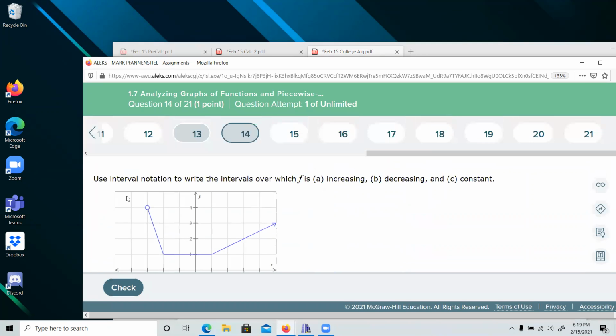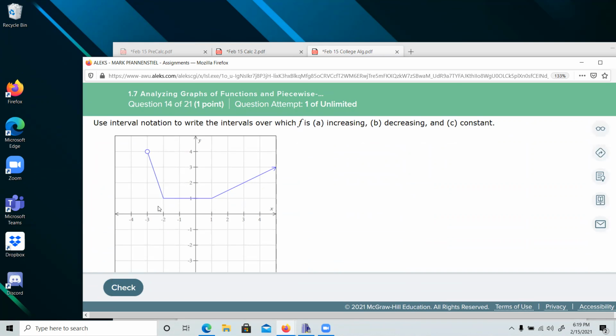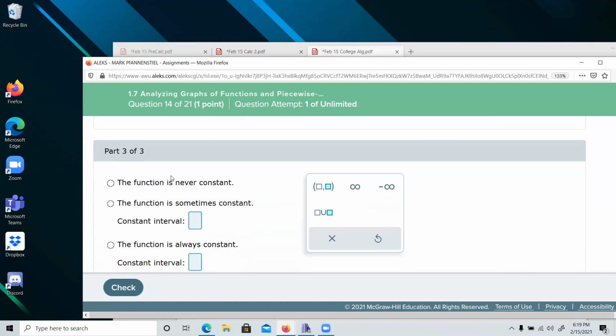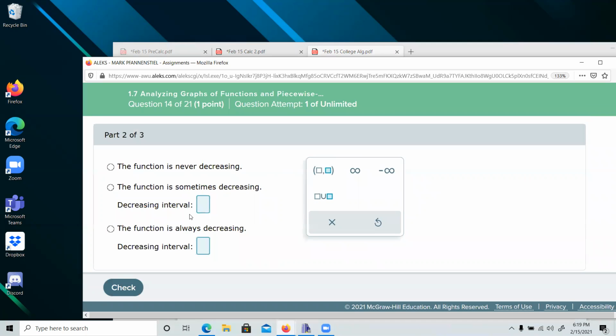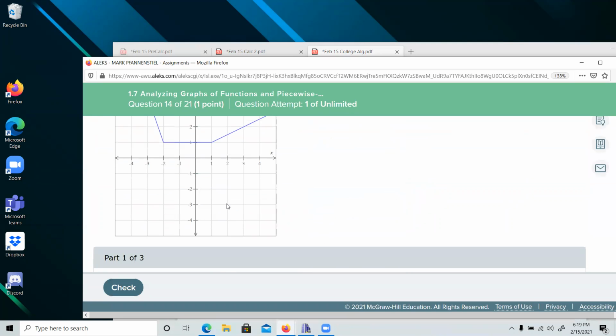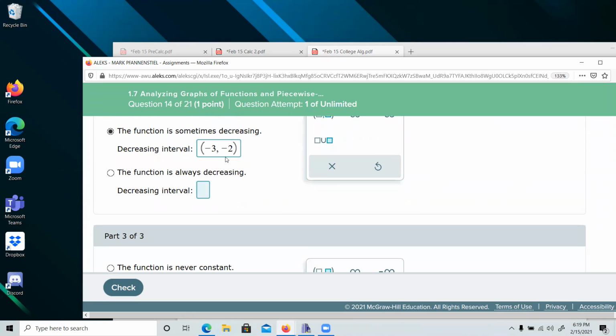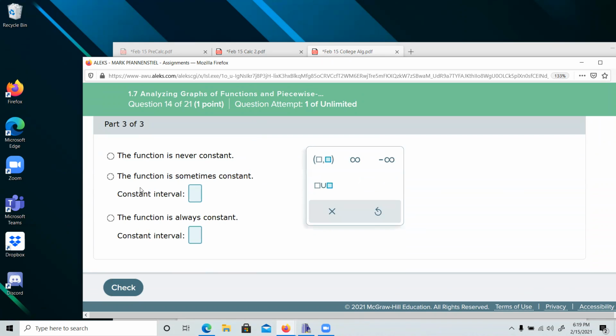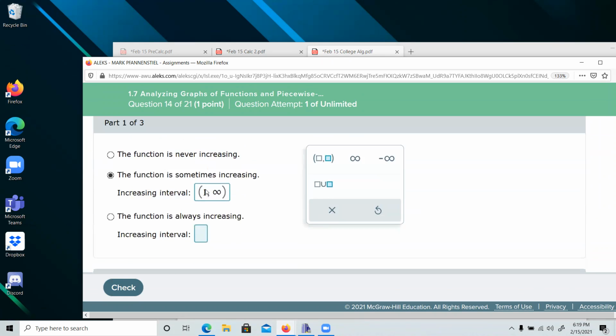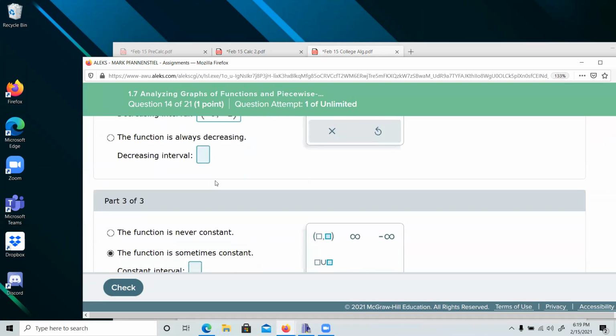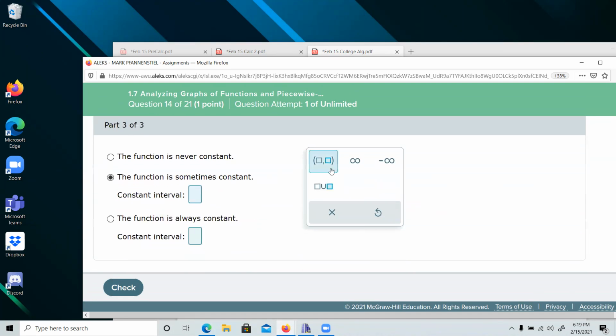Well, go back up here. It's decreasing between -3 and -2. Decreasing on the interval -3, and do we say -2? -2. Yep. And again, parentheses, we didn't quite include that. Now, where is it constant? It's constant between -2 and 1. Are they going to let me do it? No, they will not. So we want -2 and 1.